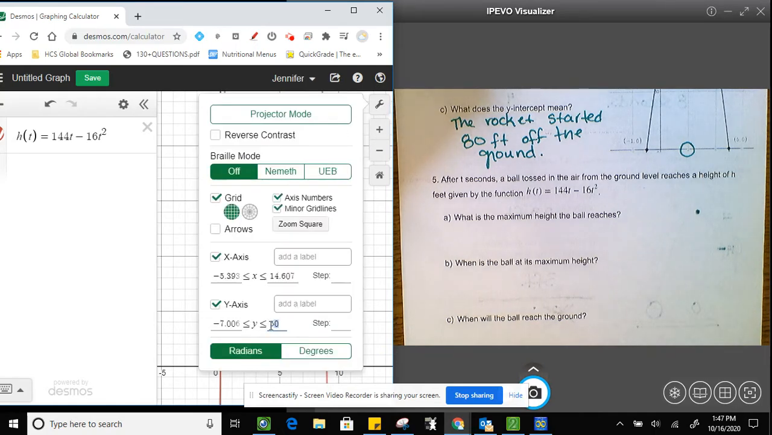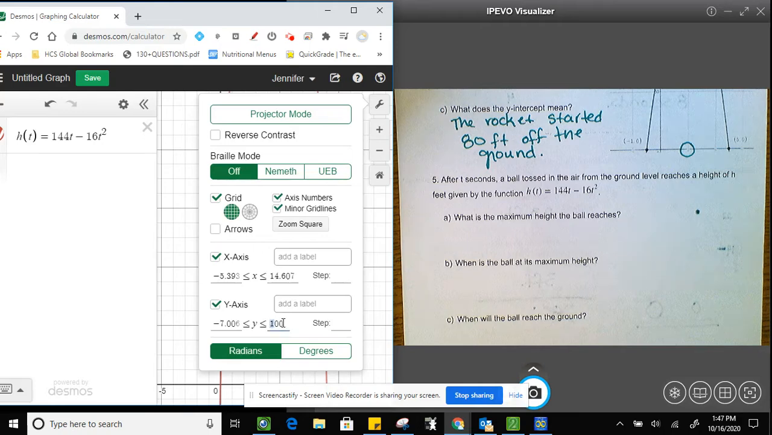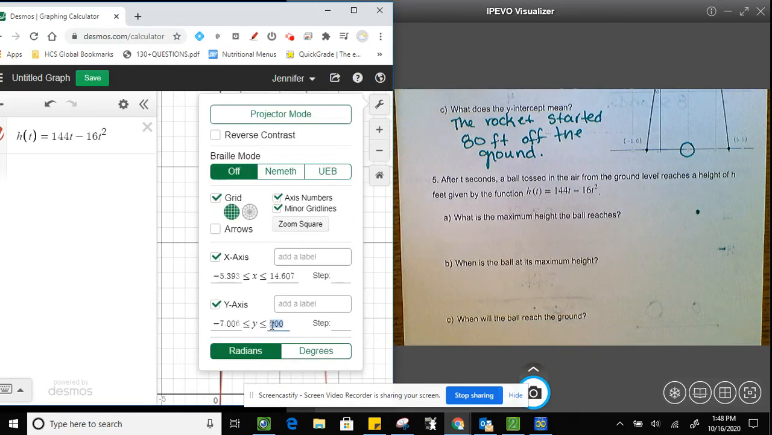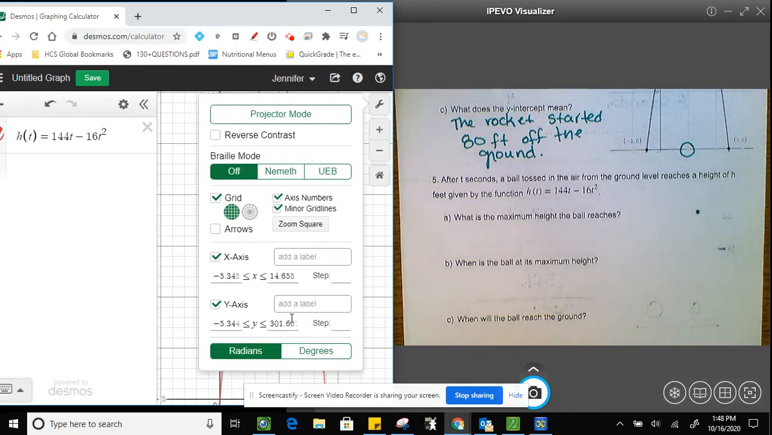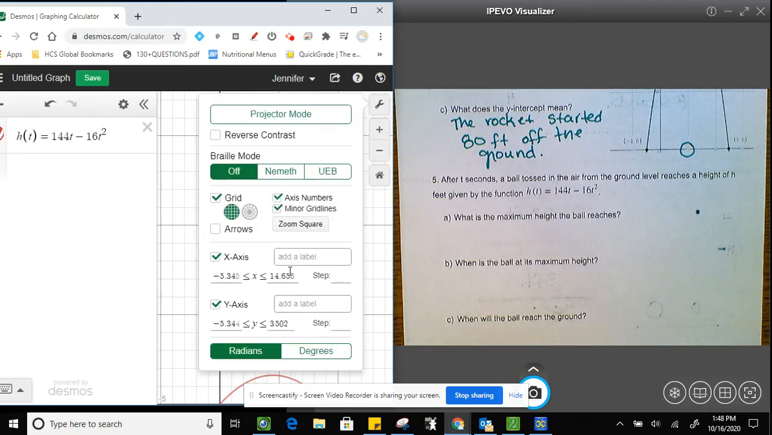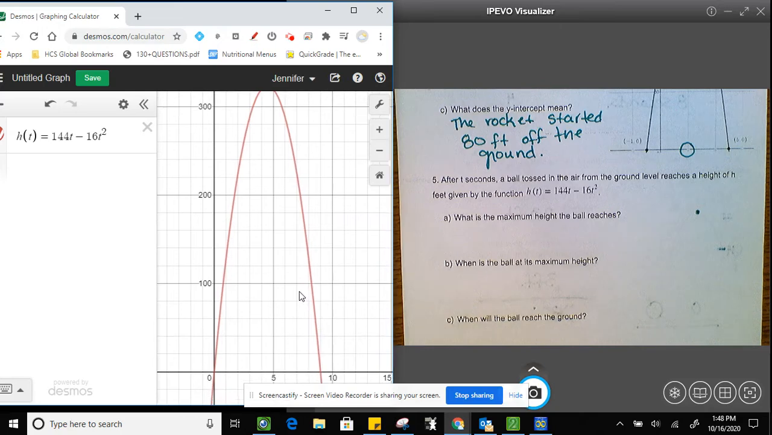So what do you want to try next? Let's try 100. Oh my goodness, we still got to keep going. So I'm going to try 200. Let's try 300. Almost. Let's do 350. Okay, much better.